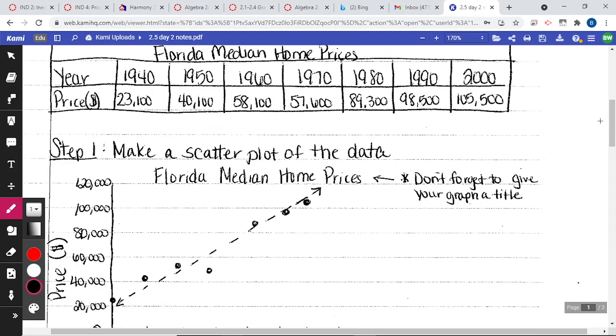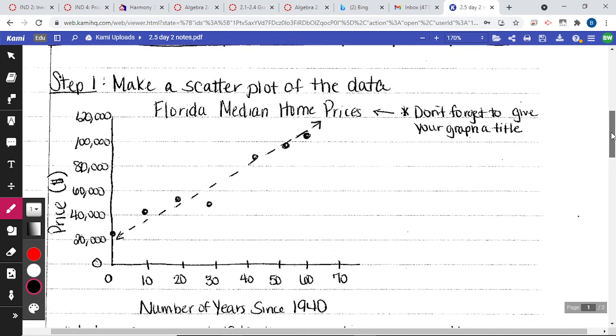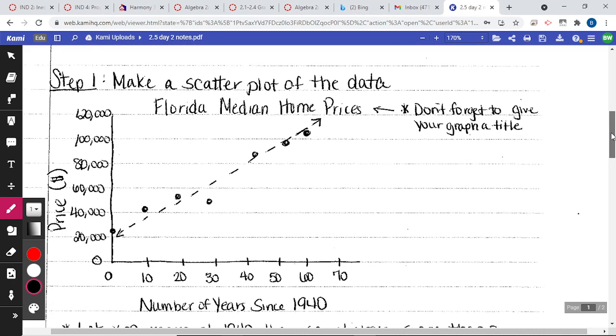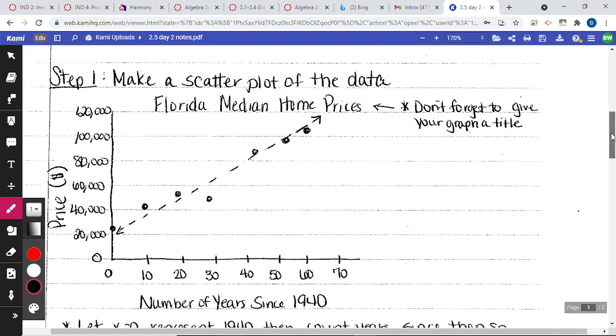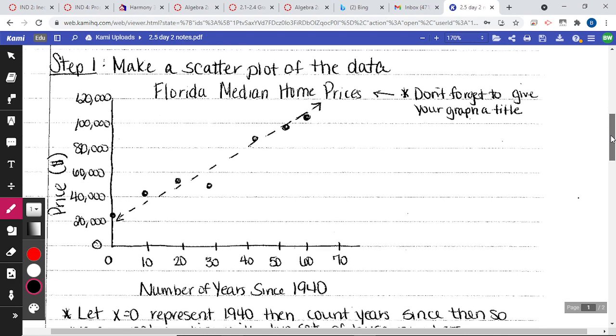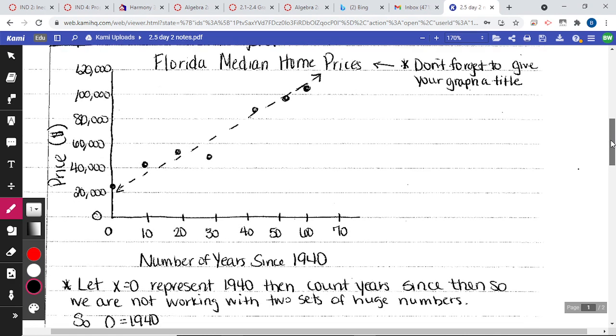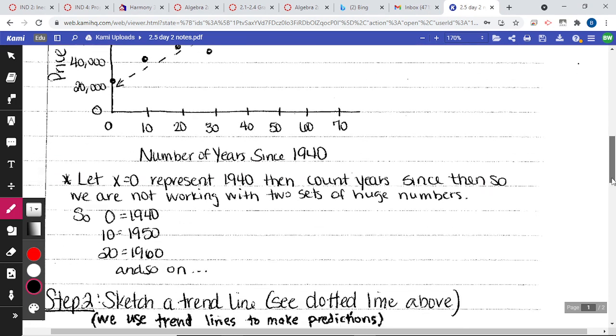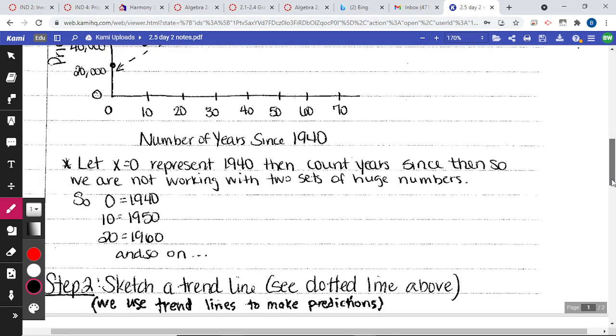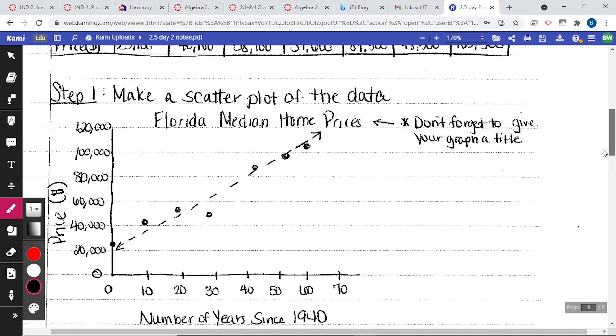So now let's look. Here they are plotted. The x-axis is the number of years since 1940, and the y-axis is the median home price in Florida. So once we've got that plotted, we can sketch a trend line. Okay, and here's the one in this example, the dotted line. So do that on yours.